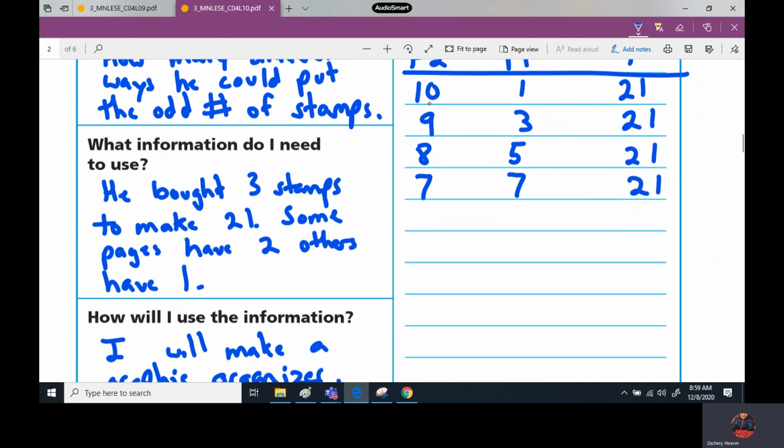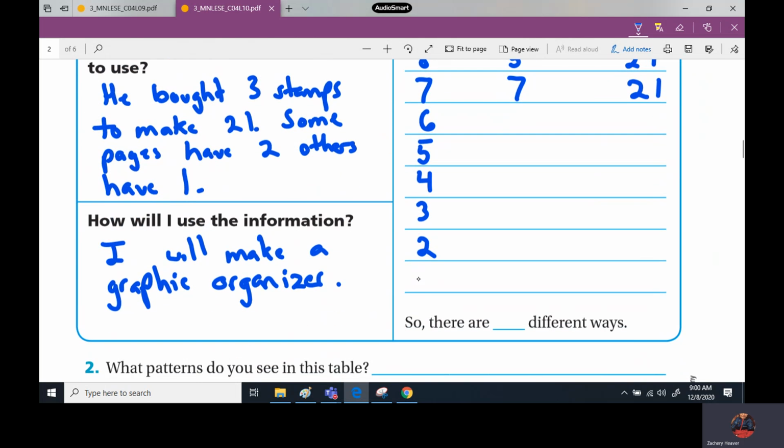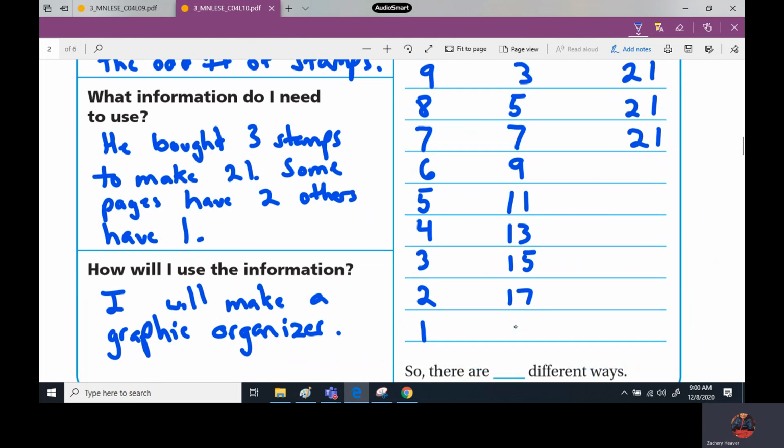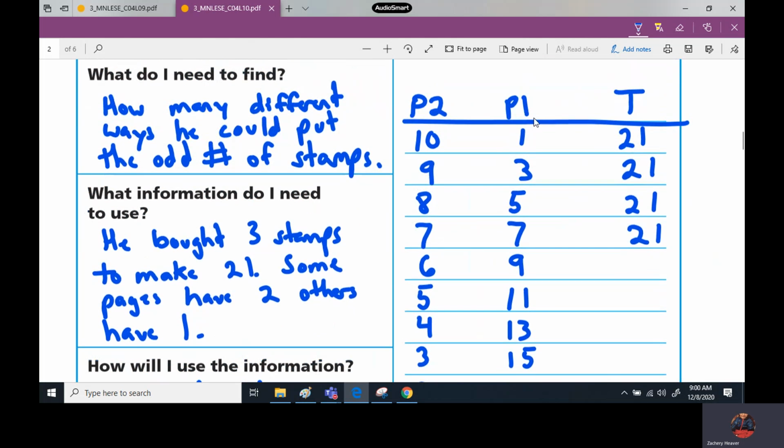You guys see the pattern yet? 10, 9, 8, 7, 6, 5, 4, 3, 2, 1. Let's do that pattern. And 1, 3, 5, 7. Let's do 9, 11, 13, 15, 17, 19. We're adding 2 to each one, but these are all odd because it has to be an odd number. So 1, 3, 5, 7.